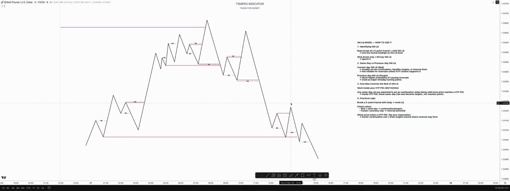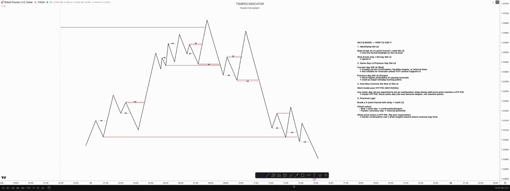So we have same day versus previous day 5-minute liquidity. 5-minute liquidity I usually mark out in red on my charts. Same day liquidity usually serves as a continuation, liquidity targets or internal draw. It's not reliable for reversals unless high time frame context supports it.